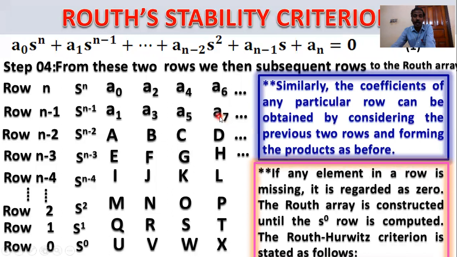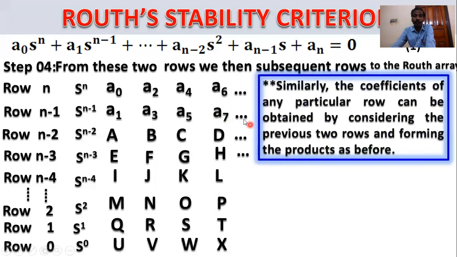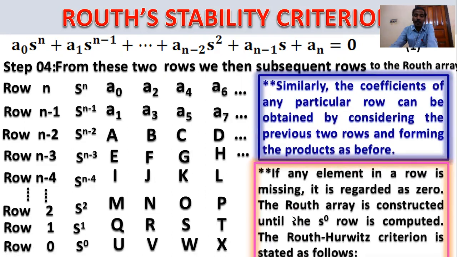So what is the conclusion? Similarly, the coefficients of any particular row can be obtained by considering the previous two rows and forming the products as before. Then if any element in a row is missing, it is regarded as zero. The Routh array is constructed until the S to the power zero row is computed. The Routh Hurwitz criterion is stated as follows.